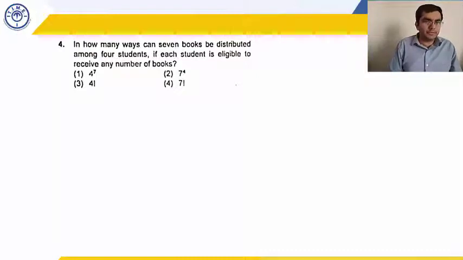Question number 4. In how many ways can 7 books be distributed among 4 students if each student is eligible to receive any number of books? Please take 15 seconds.